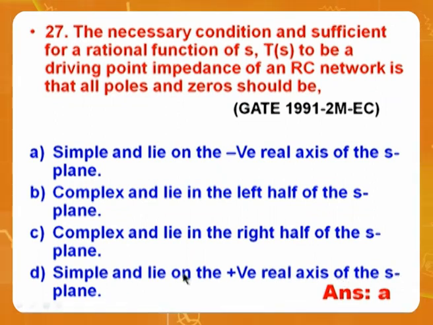Simple, okay. Positive real axis, that is unstable. That's not possible. So, because complex is not possible, B and C are wrong. Positive side should not be taken. D is wrong. Therefore, I am only left with option A.